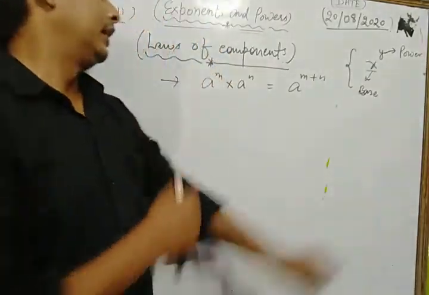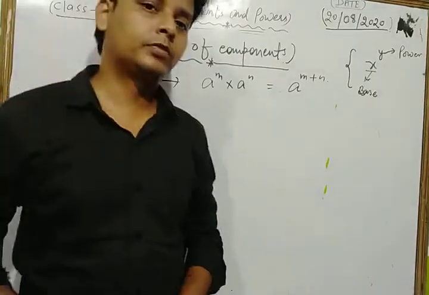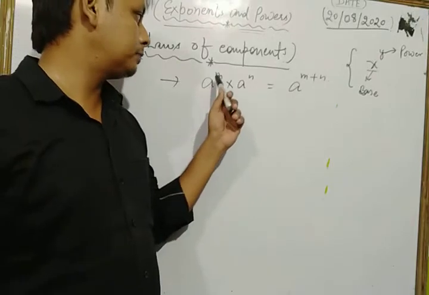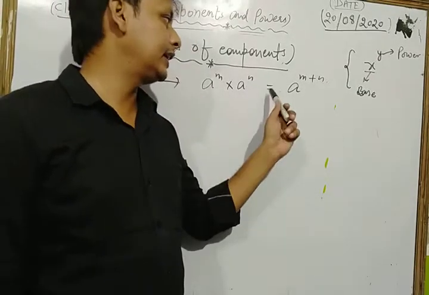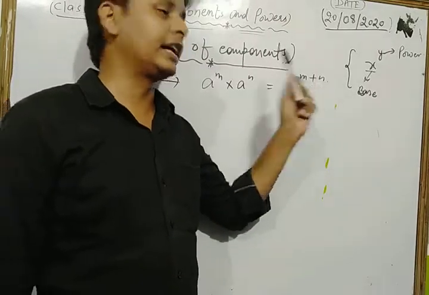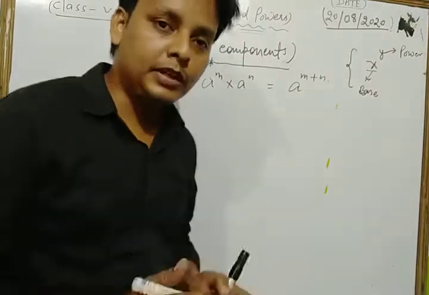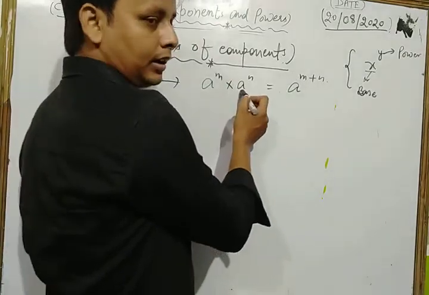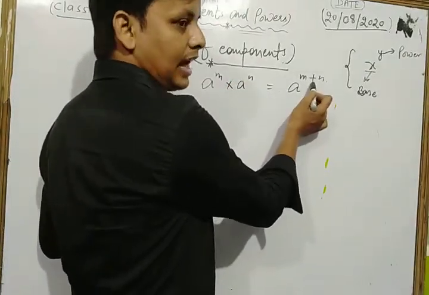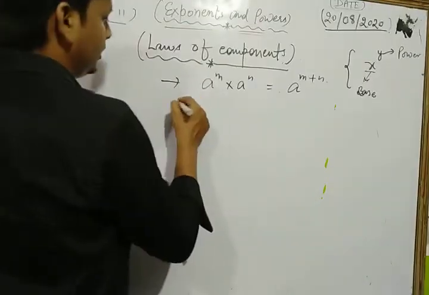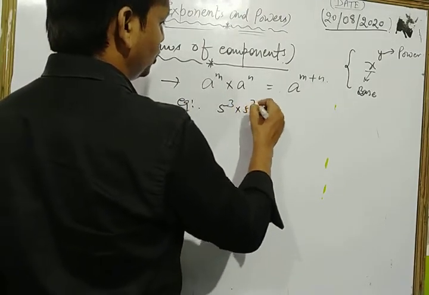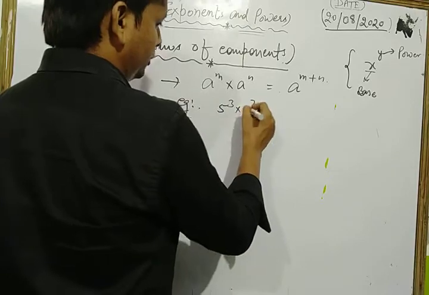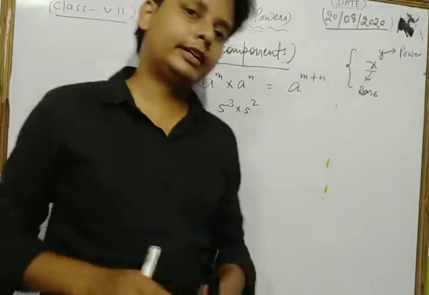Now, dear students, in the first law, if a to the power m into a to the power n, then we can write a to the power m plus n. This means that when the bases are equal, the powers are added. Take an example. Suppose we simplify 5 to the power 3 into 5 to the power 2.